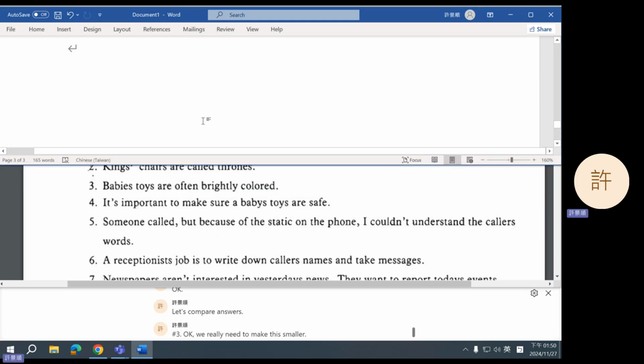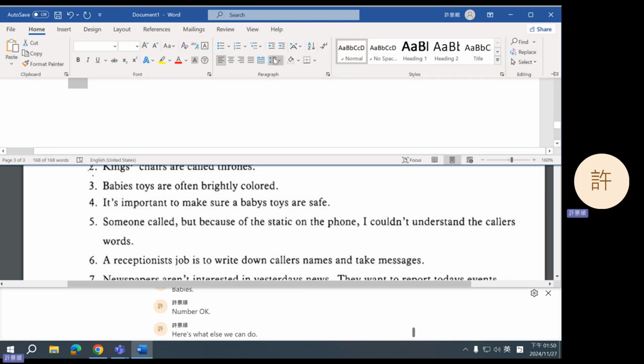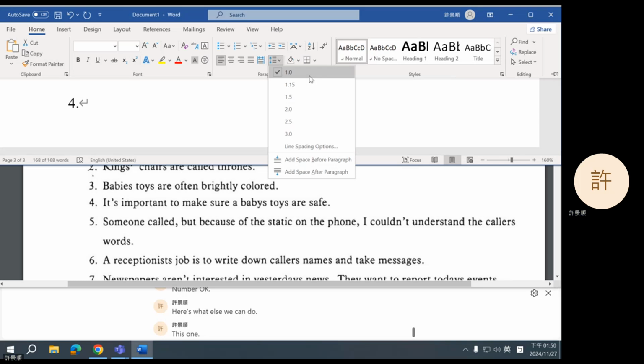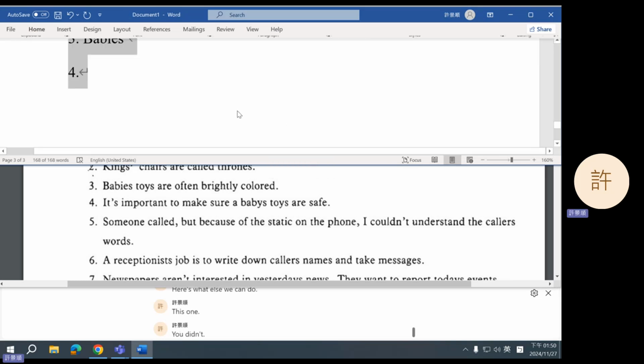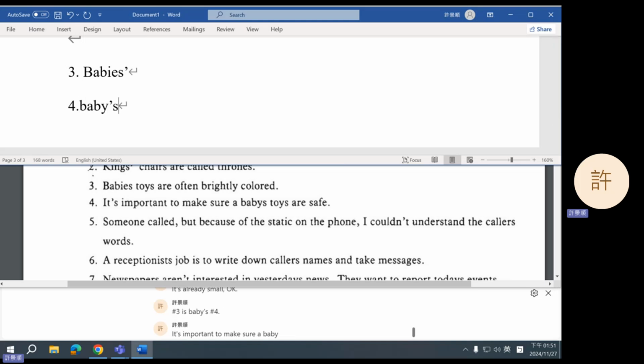Number 3, babies. Number 3 is babies. Number 4, it's important to make sure a baby's toys are safe.